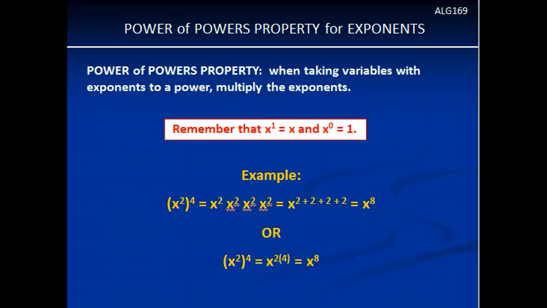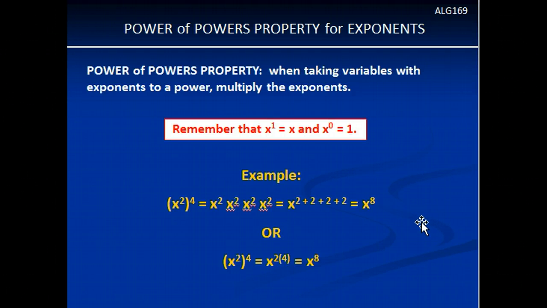Hi, in this video I'm going to tell you about the power of powers property for exponents. It's a very simple property. It just says that when taking variables with exponents to a power, you multiply the exponents. And I want you to remember that x to the 1 equals x and x to the 0 equals 1. Don't forget that. It can make things a little bit confusing if you forget that.